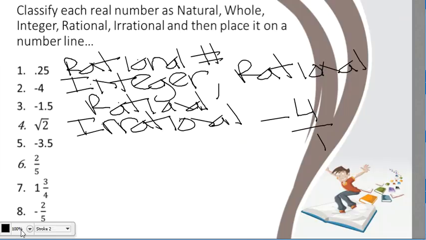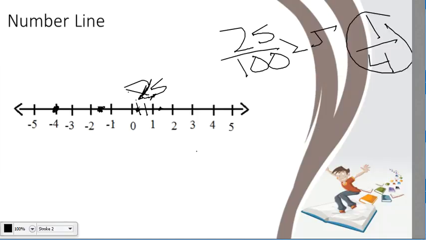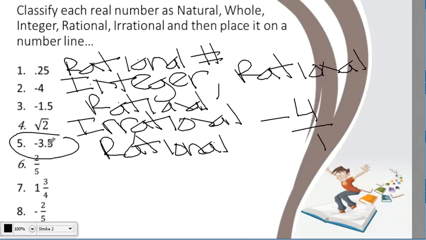Okay, the next one, -3.5. This one is not natural, it's not whole, it's not an integer. It is a rational number, and because it is a rational number, it is not an irrational number. So -3.5 would be right here on your number line. Okay, let's look at the next one.